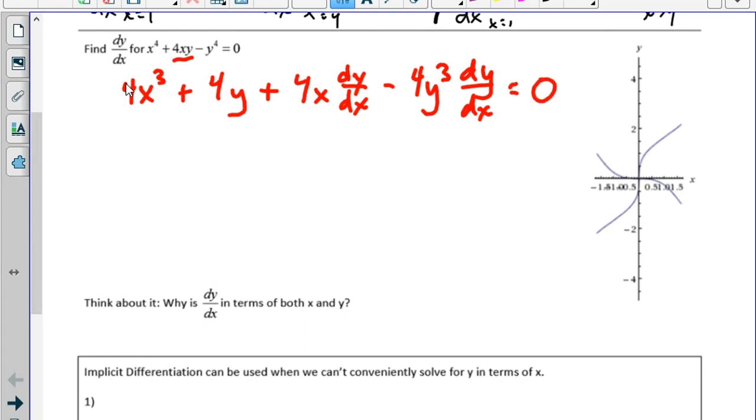So now this is what our derivative looks like. We want to find dy dx. So if we want to find dy dx, our objective is going to be to get everything on one side that doesn't have a dy dx, and keep everything on the same side that has a dy dx. So I'm going to subtract 4x cubed and 4y over to the other side.